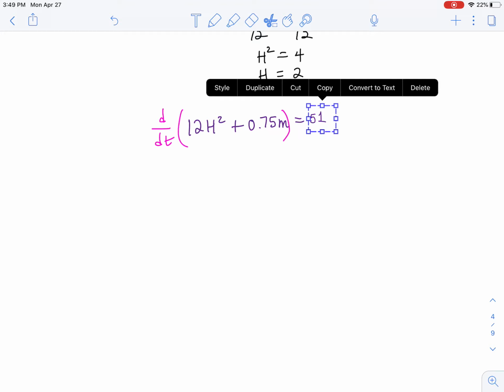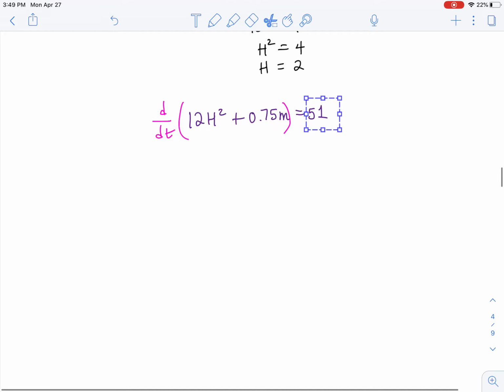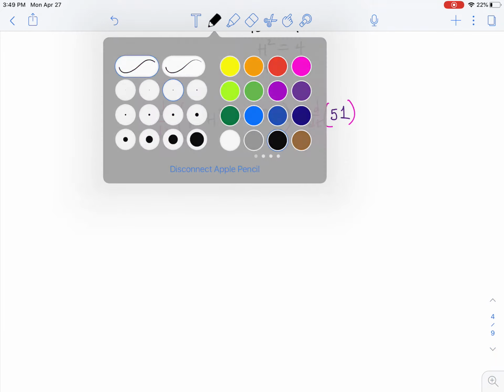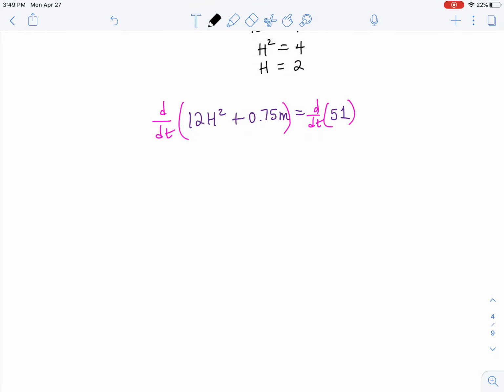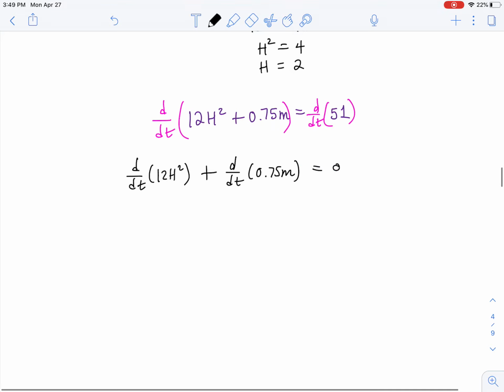By the way, what's the right side going to be? If you differentiate 51, you will get 0. d dt of 51 is just 0. But let's go ahead and differentiate these ones. So each term, what is d dt of 12h squared plus d dt of 0.75m? And the right side is simply 0, right?